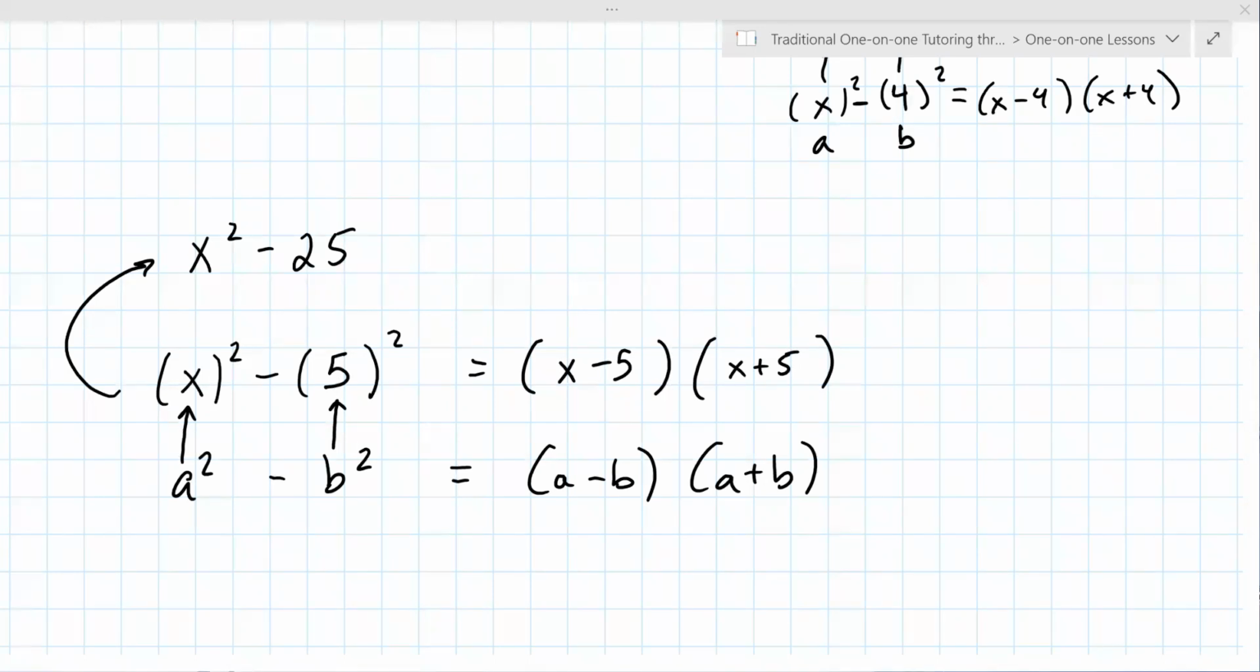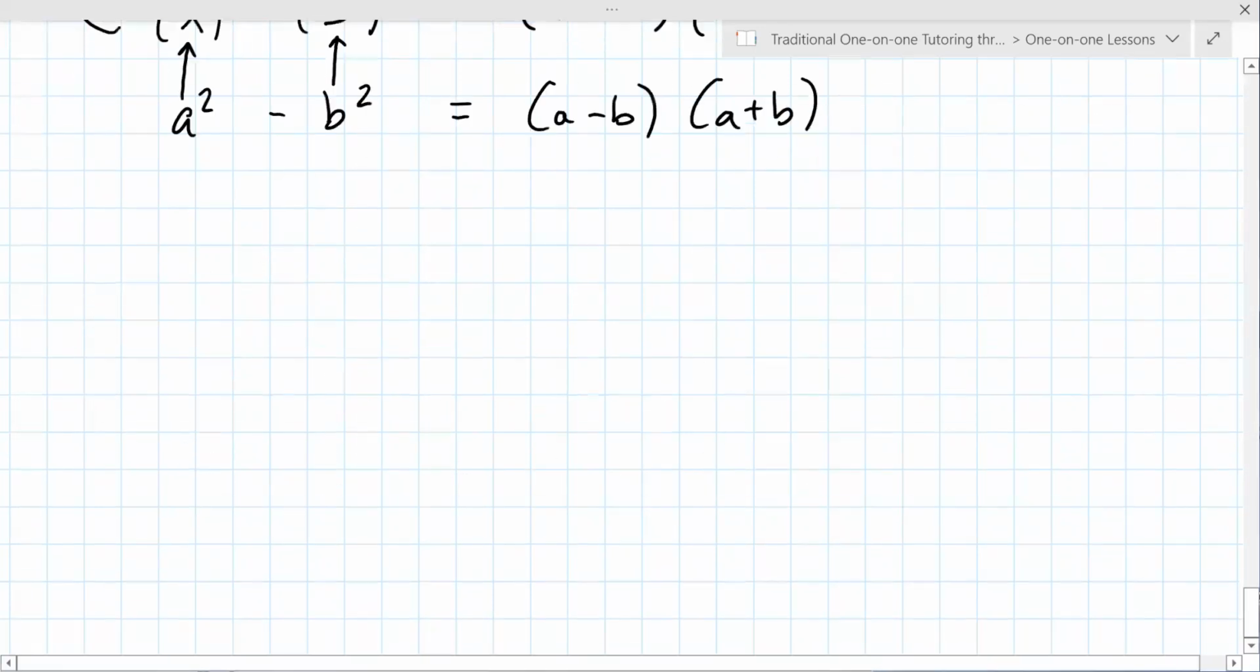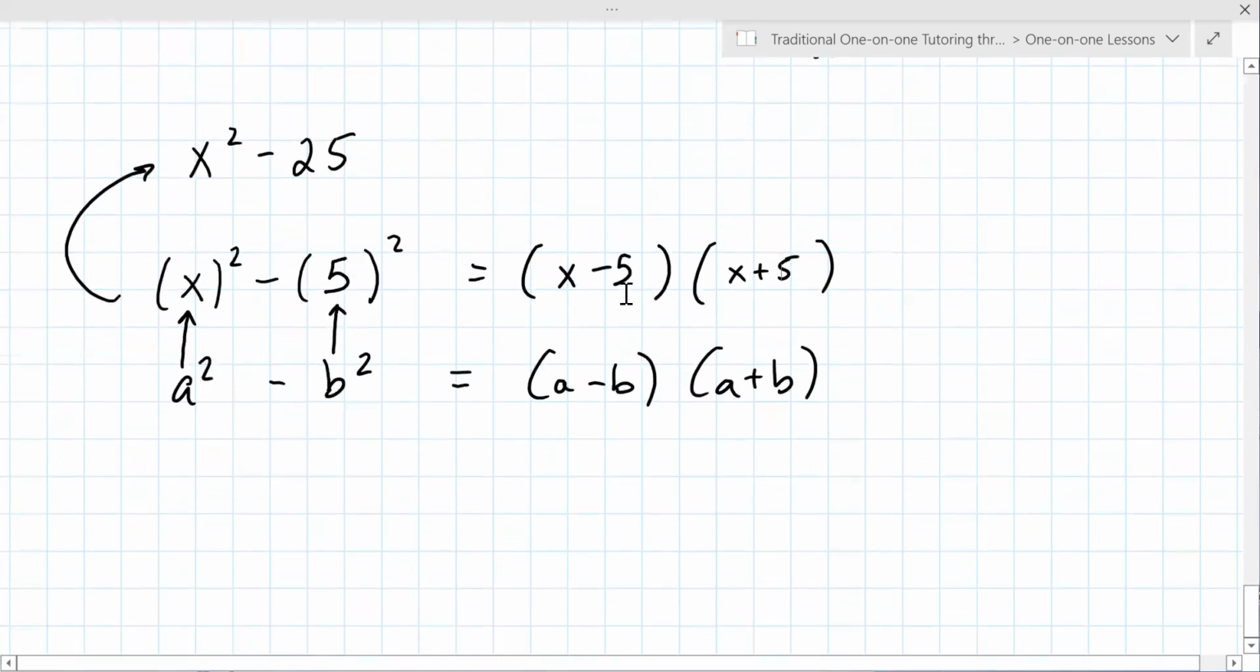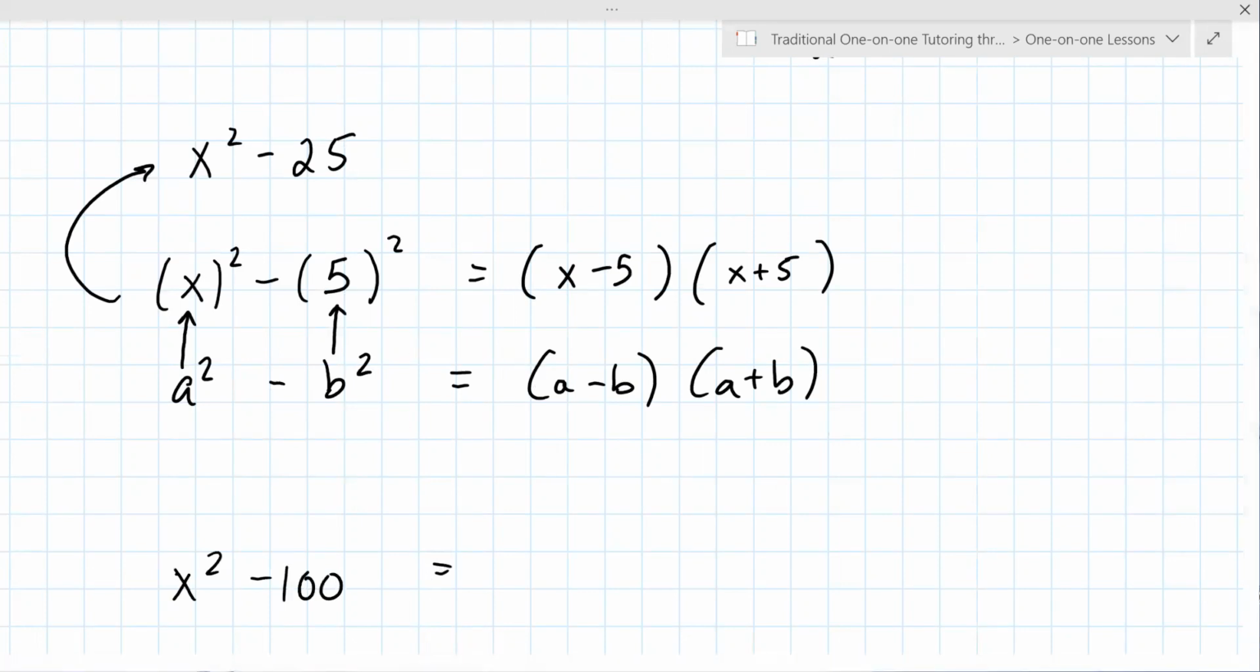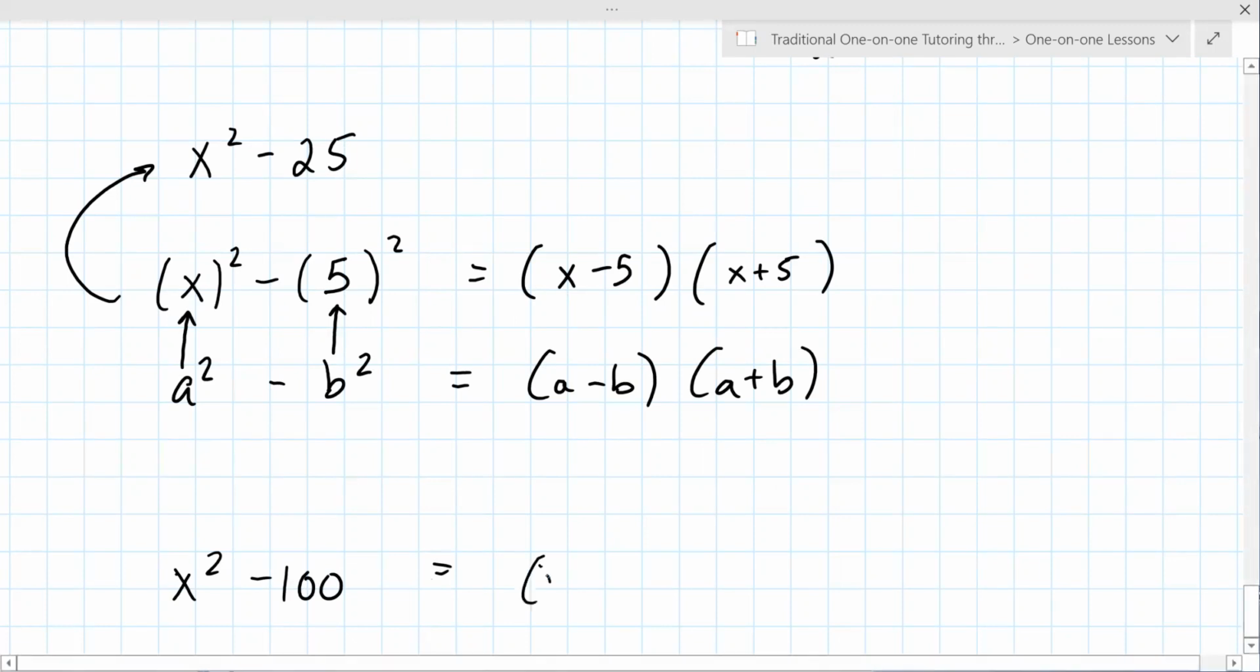Okay, so let's have you try one more here. Let's say it's x squared minus 100. So it would be x minus 10 and then x plus 10. Yes, that's perfect.